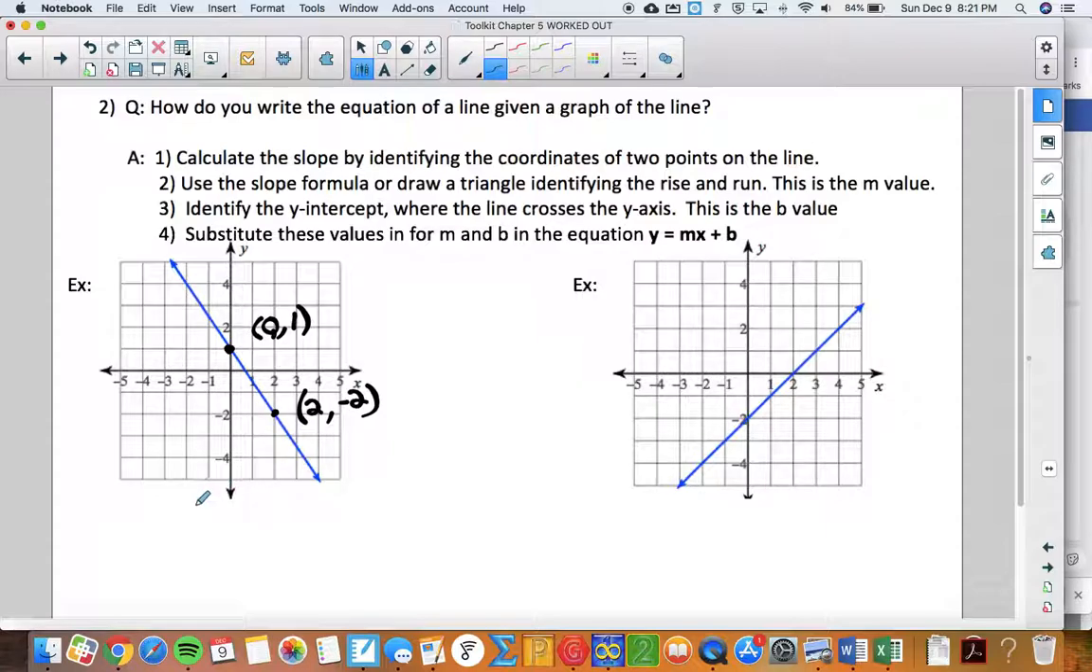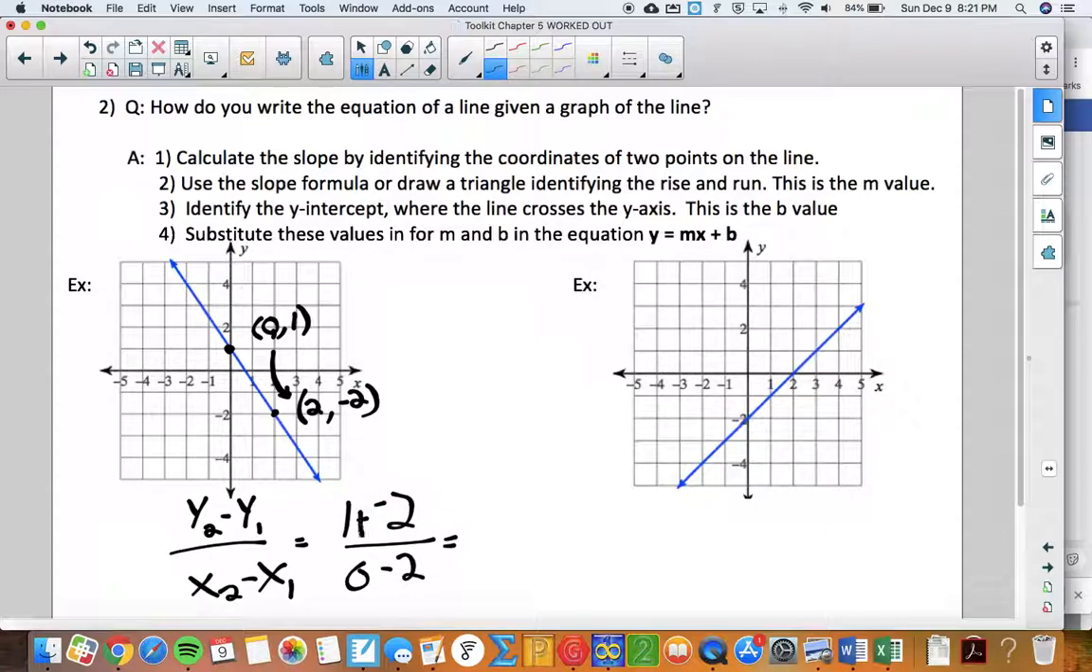So you can either use your slope formula and take 1 minus -2 and 0 minus 2, and chop chop, you get 3 over -2, which is the same as -3/2, and that's your slope. That's one way of doing it, and that's absolutely okay to do it that way.